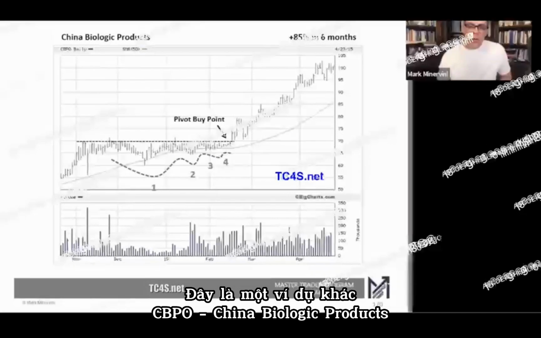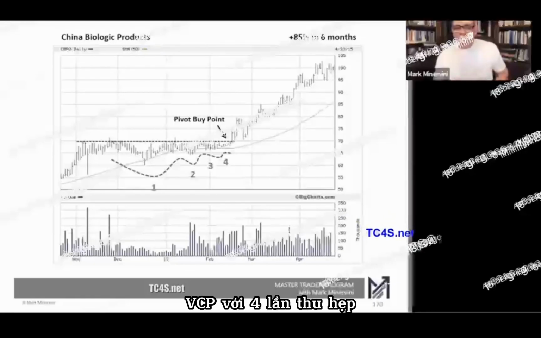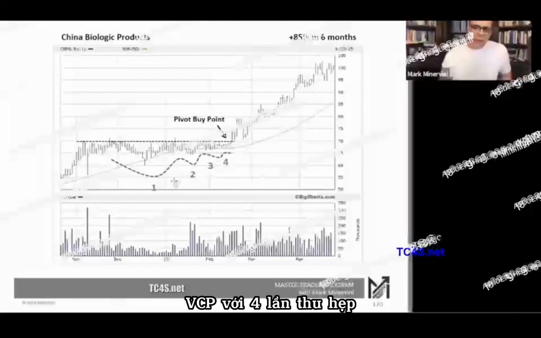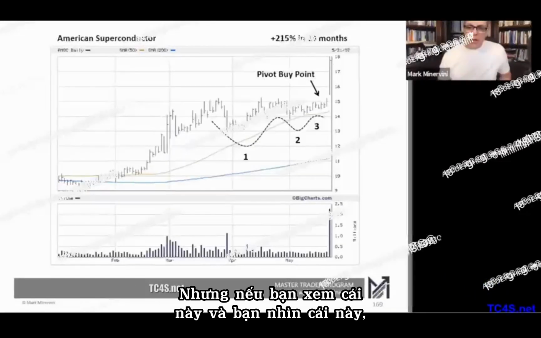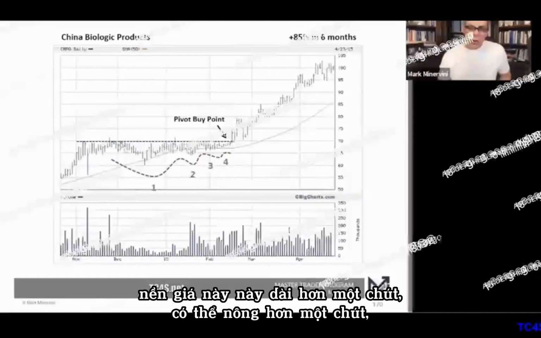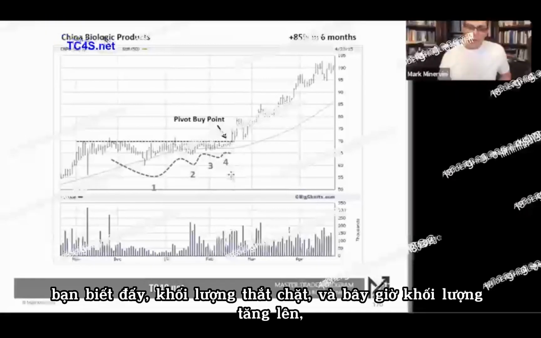Here's another one. Here's CBPO, China Biologic. Again, four iterations going through the VCP, and again, they look a little bit different, they're not exact. This one's a little longer, maybe a little shallower, but same exact thing taking place, where you go through these tightenings, the volume tightens up, and when the breakout comes, the volume comes in.